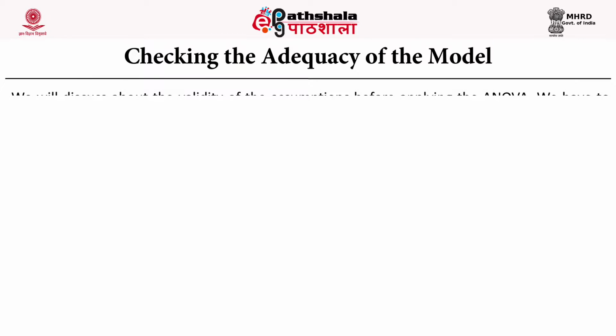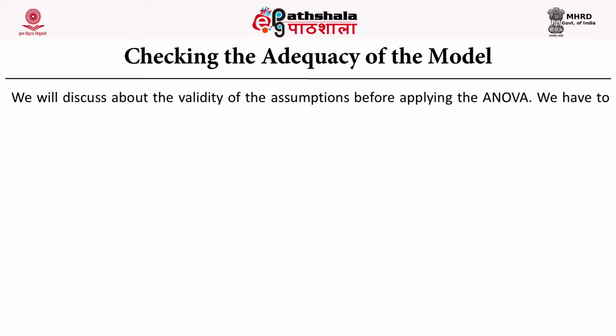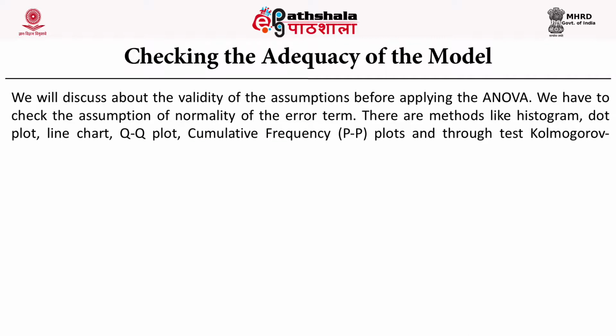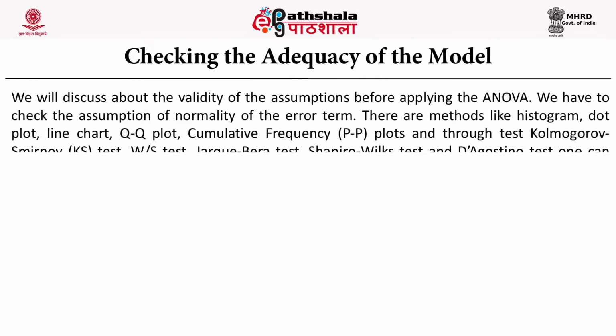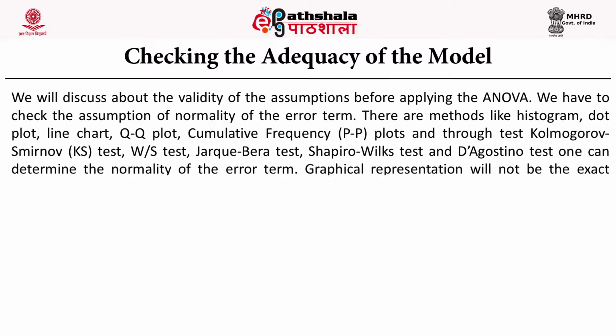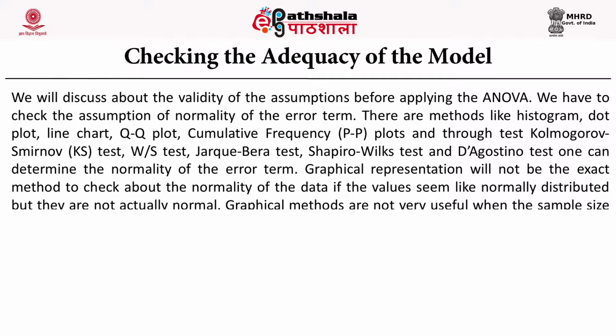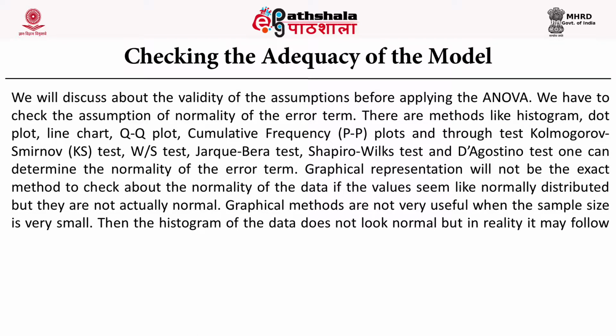So first is how to check the adequacy of the model. We will discuss the validity of the assumptions before applying ANOVA. We have to check the assumption of normality of the error term. There are methods like histogram, dot plot, line chart, QQ plot, cumulative frequency plot, and tests such as the KS test, that is the Kolmogorov-Smirnov test, the Shapiro-Wilk test, the Jarque-Bera test, and the D'Agostino test. With these, one can determine the normality of the error term.